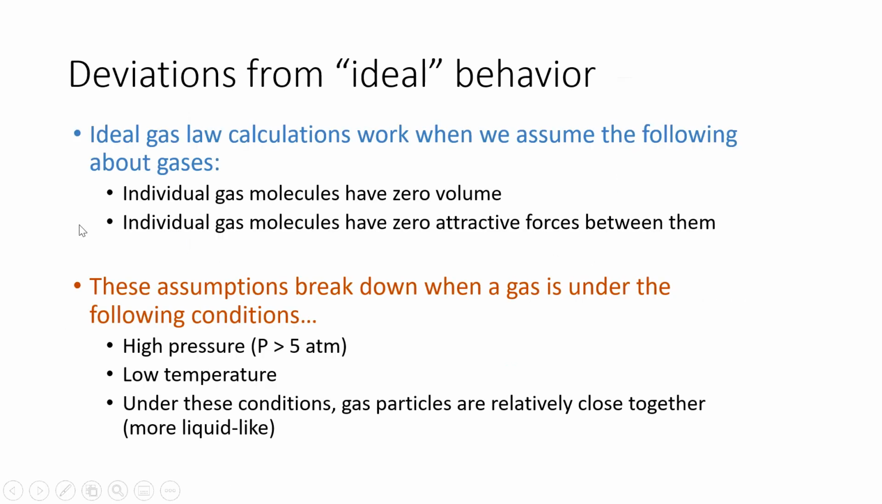Again, this summarizes the ideal gas law calculation. PV equals nRT works when we have the following assumptions: that the individual gas molecules have zero volume and experience zero attractive forces. These assumptions in general are not bad assumptions, but they start to break down when the gas is under high pressure and or low temperature conditions. Under these conditions, the gas particles are relatively close together, and these assumptions become problematic.